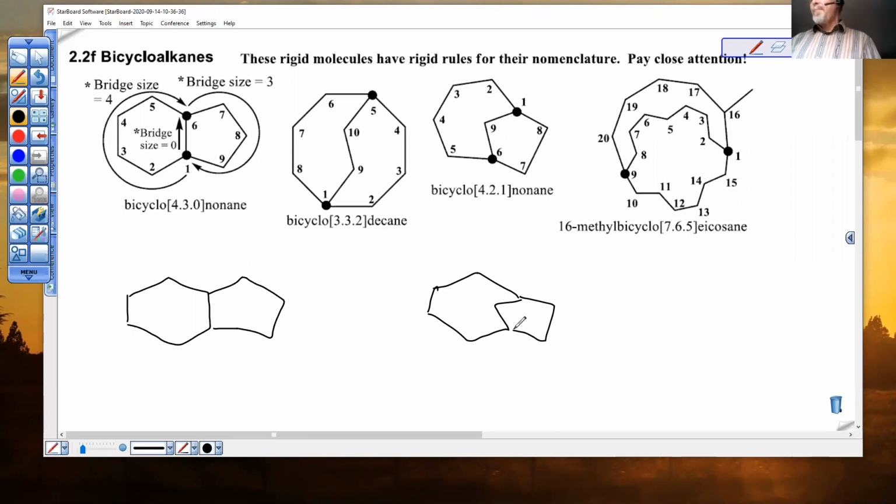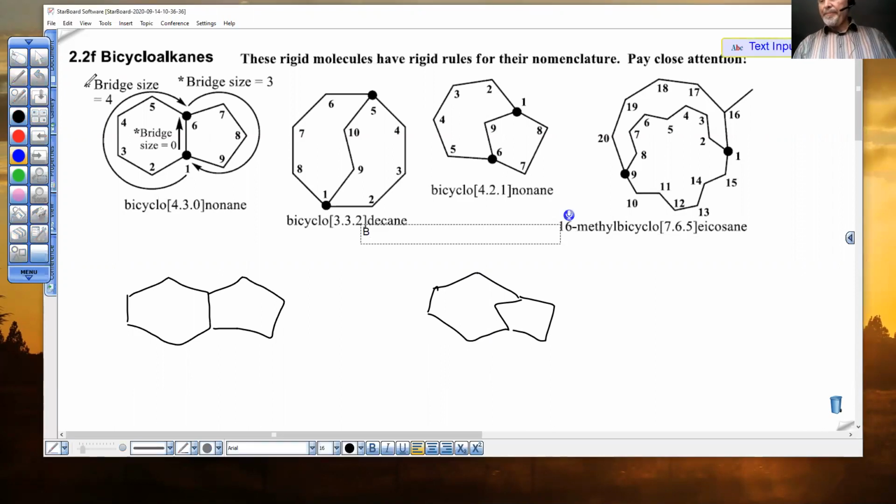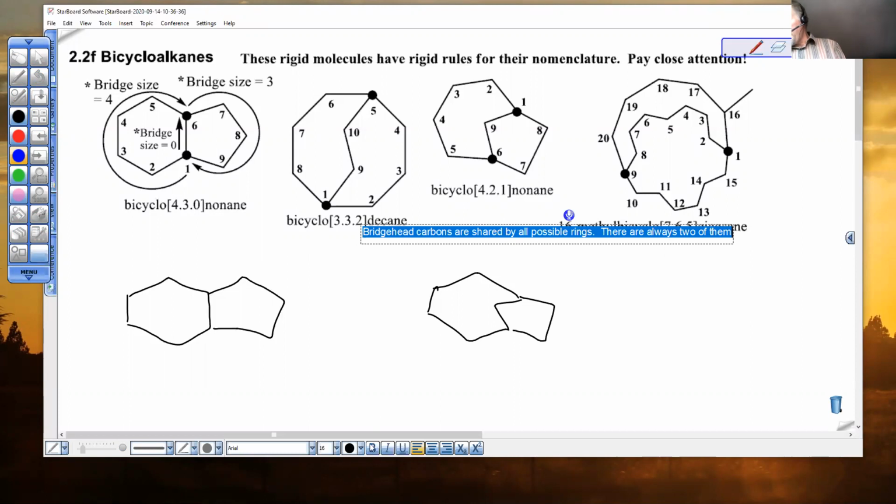The dots are called bridgeheads, or bridgehead carbons. Bridgehead carbons are shared by all possible rings. There are always two of them. And let's look at our two examples.